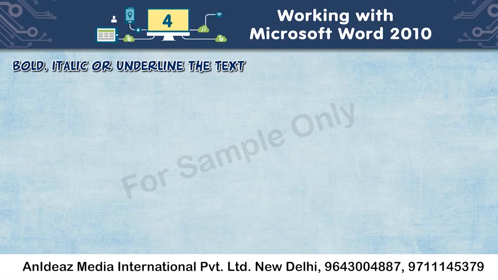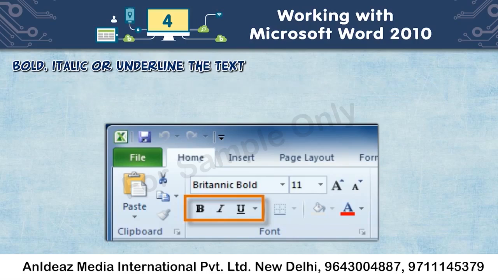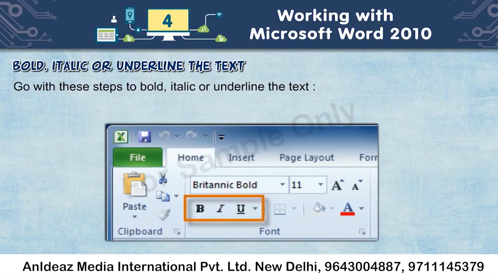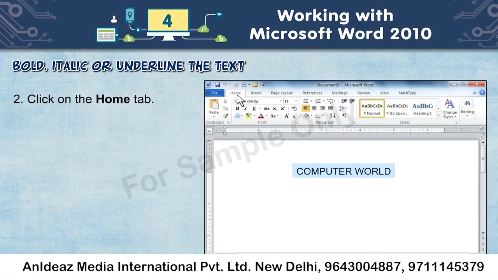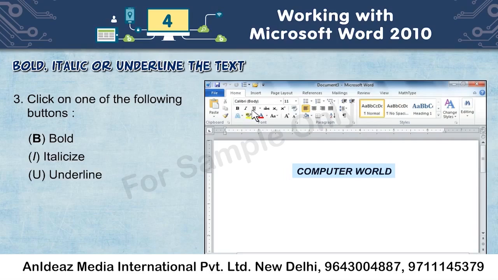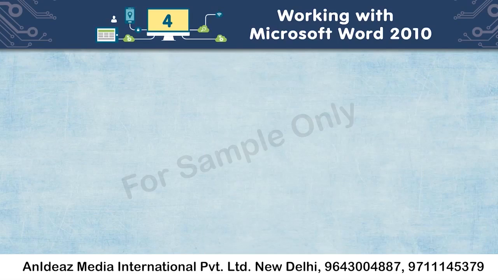Bold, italic or underline the text. To highlight the important information in a document, we can bold, italicize or underline the text. Go with these steps to bold, italic or underline the text. Select the text which we want to bold, italicize or underline. Click on the Home tab. Click on one of the following buttons: bold, italicize, underline. Now the selected text is changed.